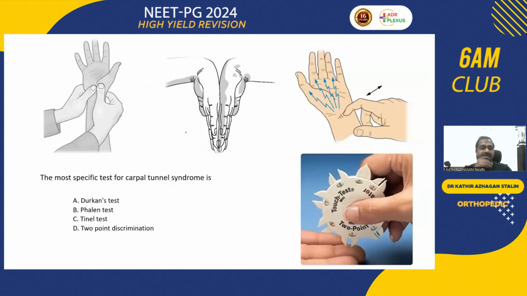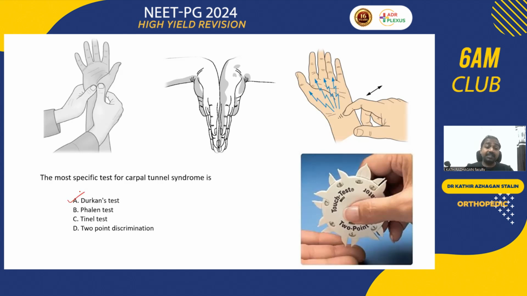Can someone answer this question? The most specific test for carpal tunnel syndrome is Durkan's test. And if you have gone through the last 2 years' question papers, they have asked a few questions from carpal tunnel syndrome.